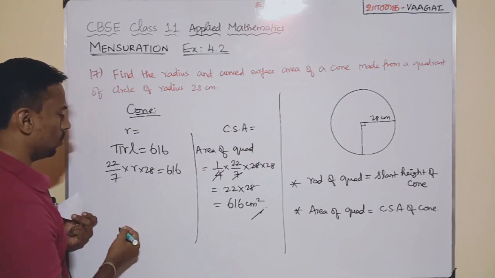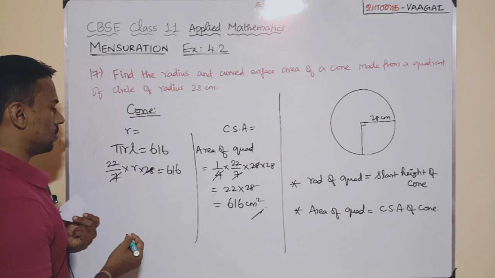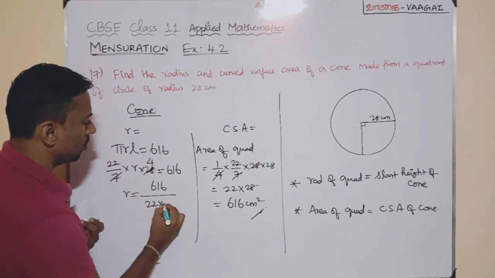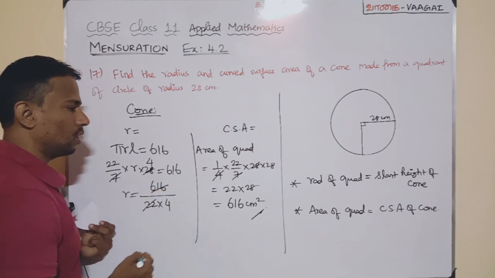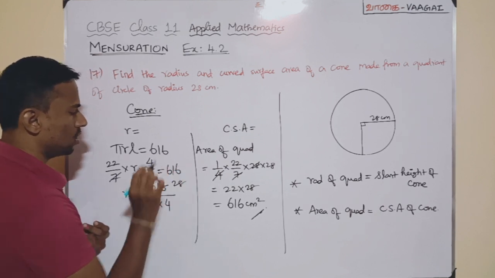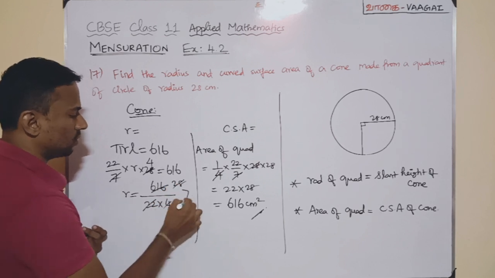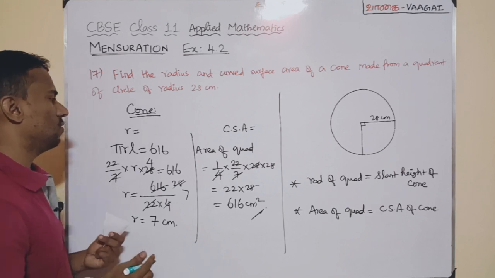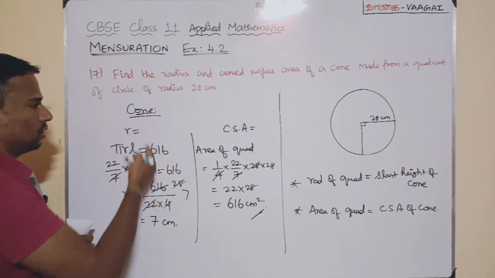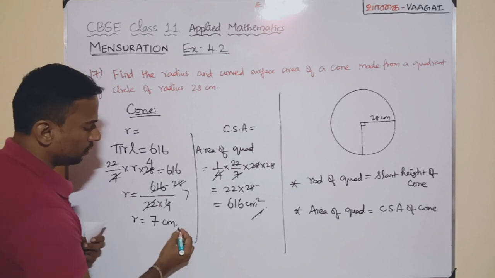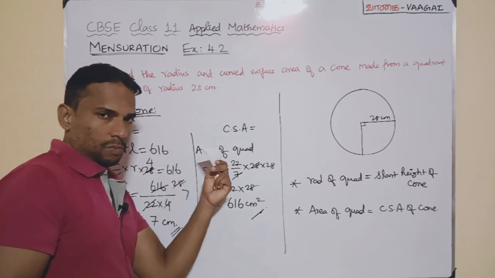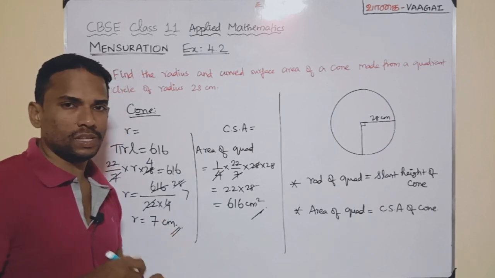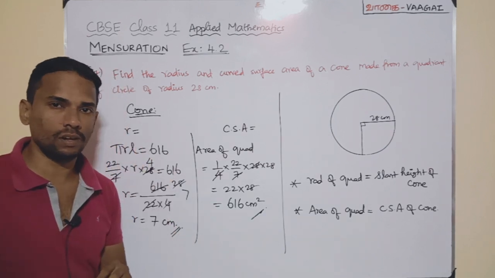So now I can cut 7 and 28 four times. So r will be equal to 616 by 22 into 4. So 616 by 88, it is going to be 28 times, and 28 I can cut with 4 for 7 times. So the radius is equal to 7 centimeter. So successfully we got both the values. For this cone formed, the radius is 7 centimeter, and the CSA is 616 centimeters square. These are the answers for your question number 17.